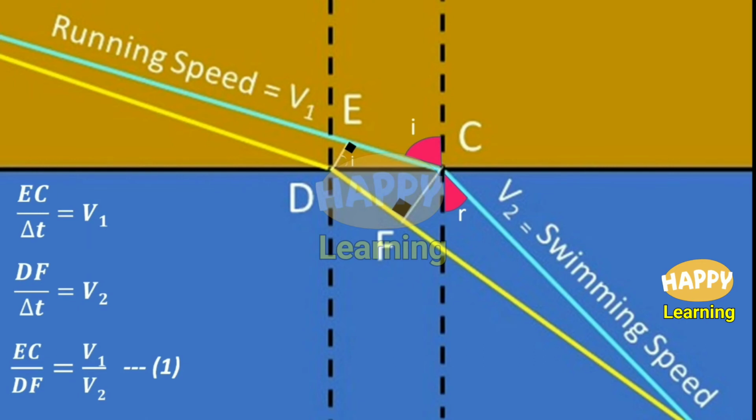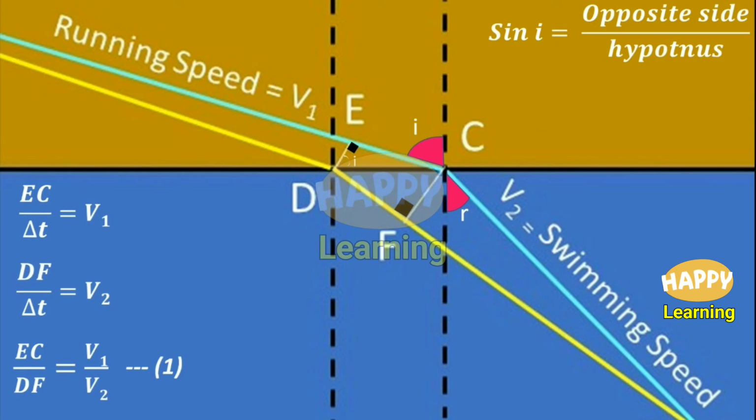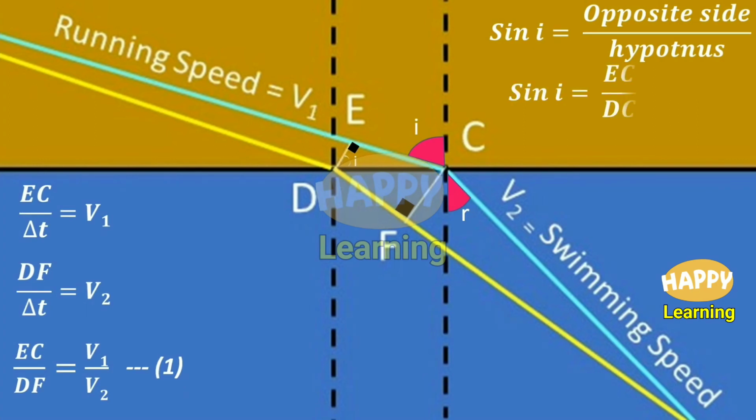Then applying the sine function, sin I is equal to opposite side by hypotenuse. In this triangle ECD, the opposite side is EC, and the hypotenuse is DC. Therefore, sin I is equal to EC by DC.